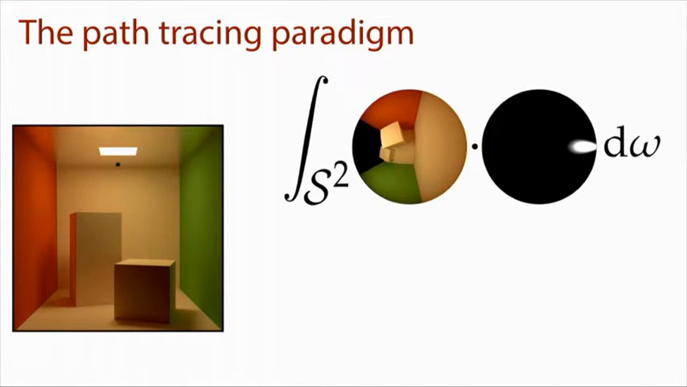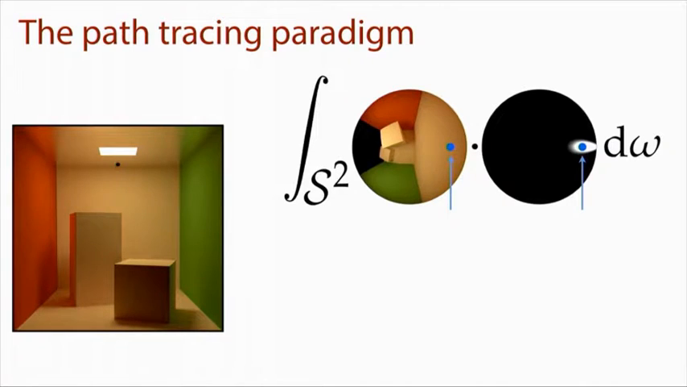So let's say we just do one sample. Part of the problem here is that we don't actually know what the incident illumination is yet, so we can really just sample this material term. And so let's do that. Let's put a sample there. Then we also have to evaluate the unknown incident illumination at the same point. And so how do we do that?